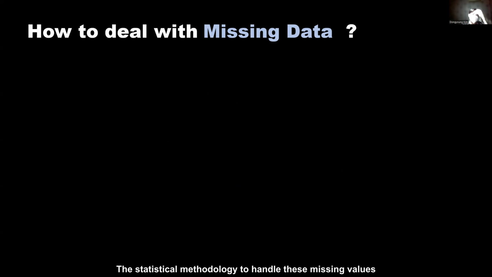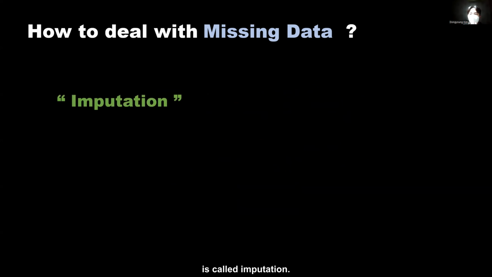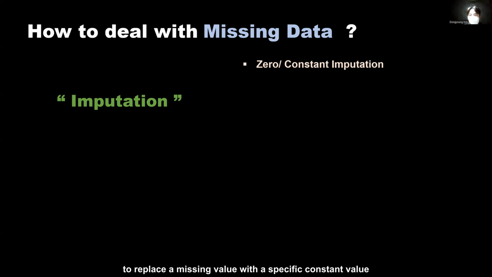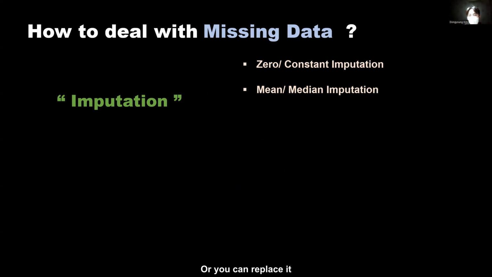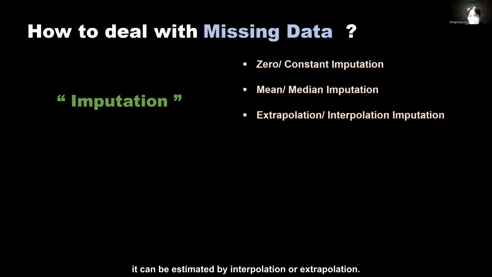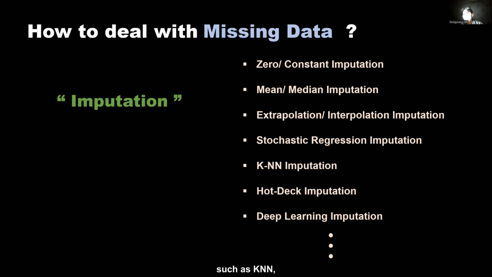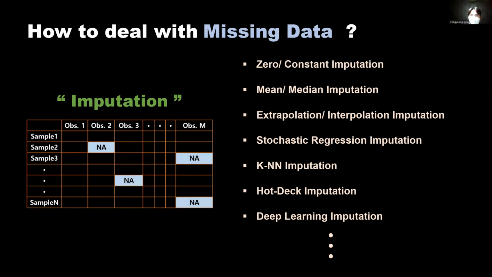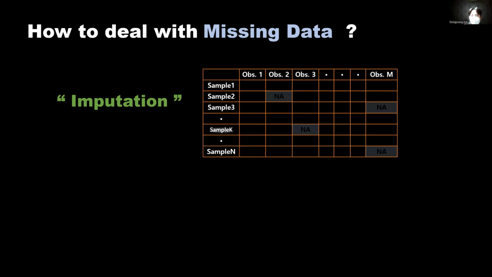The statistical methodology to handle these missing values is called imputation. The most basic imputation that we can consider is to replace a missing value with a specific constant value like 0. Or you can replace it with the average or median of each variable. In the case of a correlation existed, it can be estimated by interpolation or extrapolation. In addition, various imputation methods such as KNN, HOTEC, and deep learning methods are known. They basically deal with missing values that are observed in one matrix.